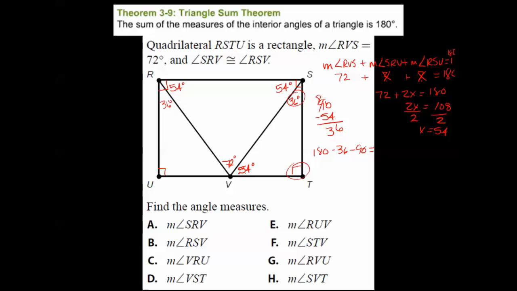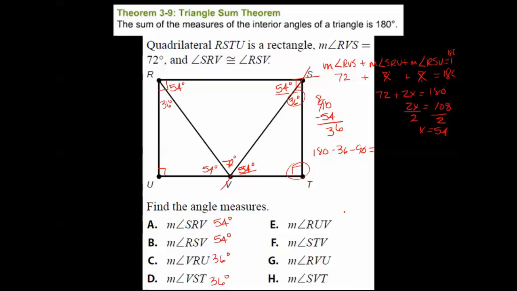Now, another trick you could have used is this is a transversal to parallel lines, okay? And then this 54 and this 54 are alternate interior angles. And by the way, this angle over here is also 54 degrees. So let's see, it said SRV, so that was 54. This one was 54. It said VRU, 36. VST, 36.